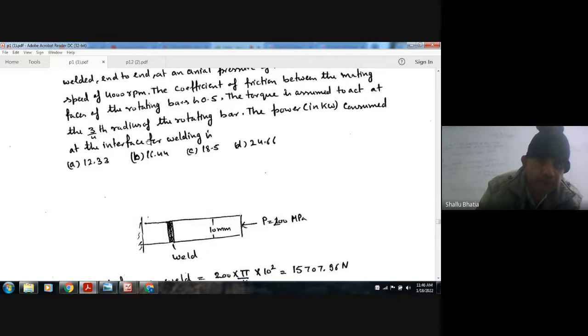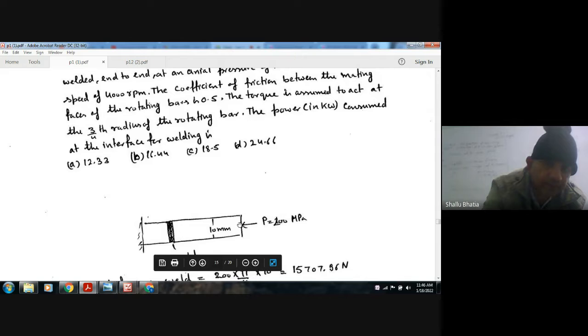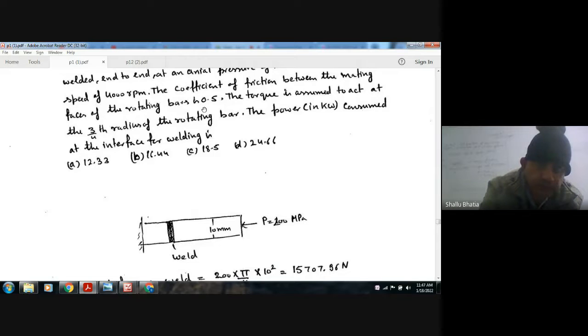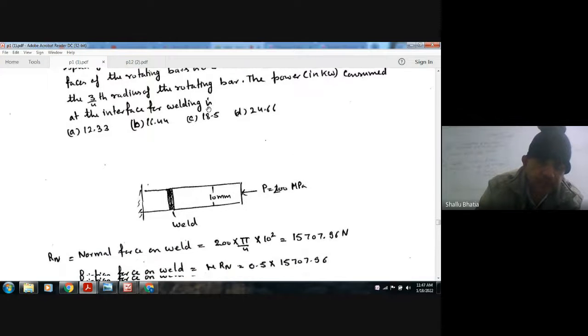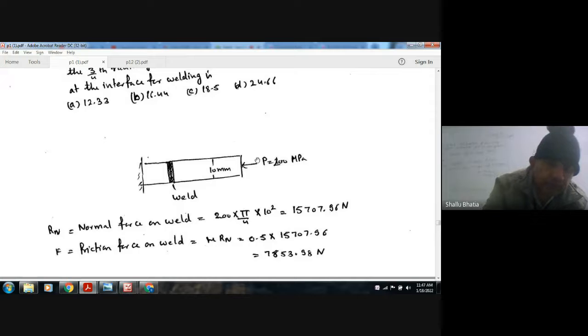Okay, so here this is a pressure. We can multiply this pressure by area, so that becomes the normal force, and if we multiply the normal force with the coefficient of friction, that is 0.5, that will be the friction force. So this is your friction force, that is 750.98.